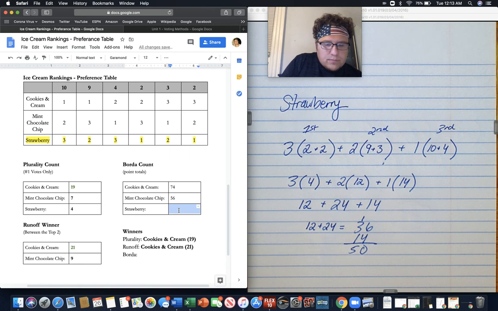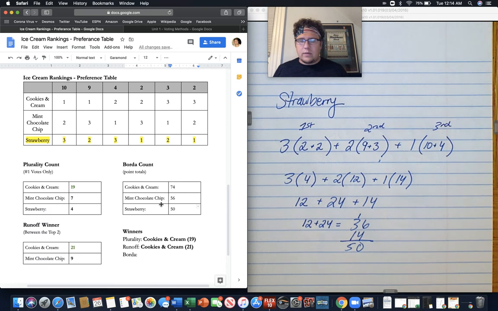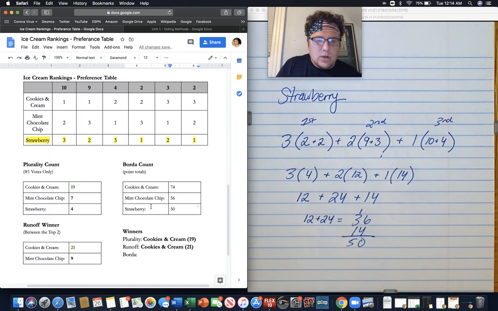Okay. So what I like about the Borda count is that if we give all these points out, it turns out that mint chocolate chip and strawberry aren't nearly as far away as some would think, right? I mean, based on this over here, you can see 7 first place, 4 first place over here. But once you get rid of strawberry in that runoff, you start to think, oh well, who cares about strawberry? But the Borda count actually gives strawberry some cred. So it kind of just shows that Cookies and Cream is a clear winner, but then mint chocolate chip and strawberry are really close in terms of who ranked them first, second, and third.